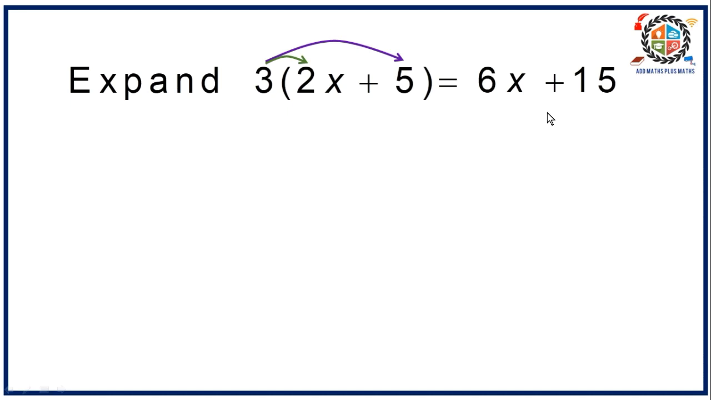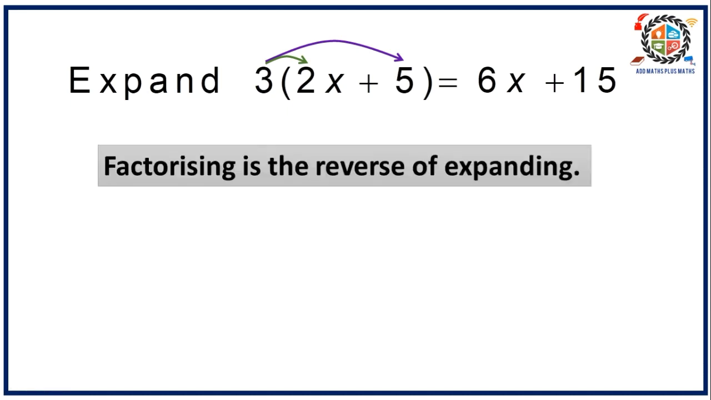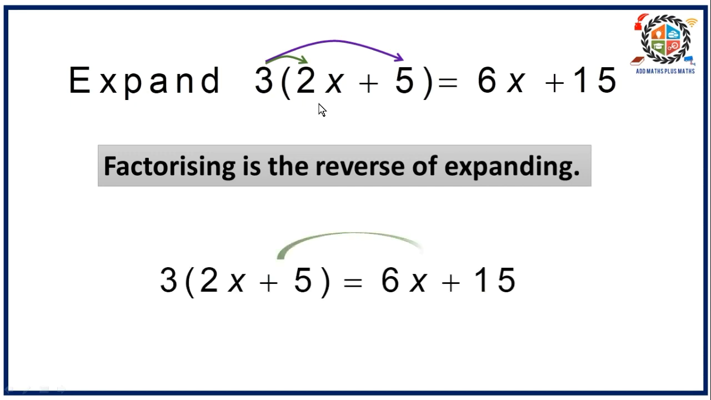But when we are talking about factorizing, we just need to reverse the process of expanding. So from 6x plus 15, you make it 3 times the quantity of 2x plus 5. This is the process of expanding, and from 6x plus 15 will be the process of factorizing.